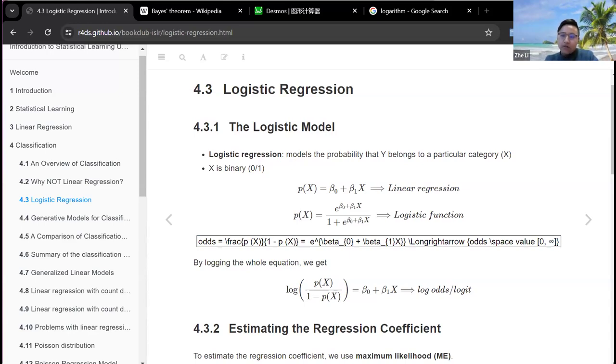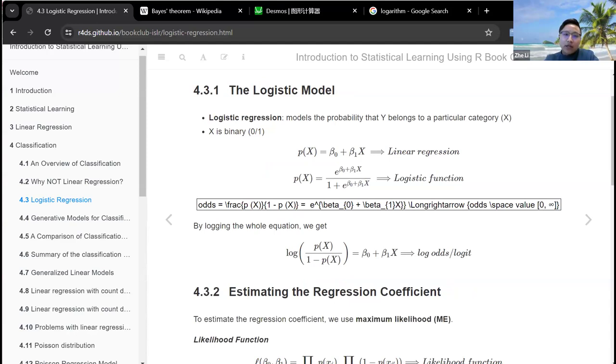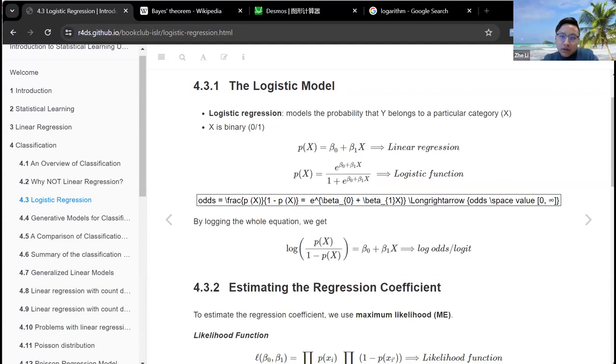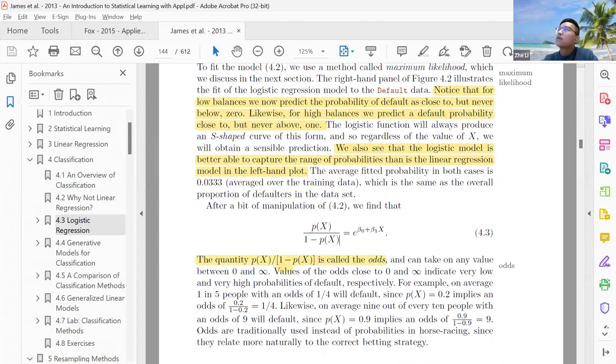the odds function. Can you see my other screen? Currently I'm changing my screen to the PDF. Can you see that? No, I'm only seeing the web browser. Okay. I'm sorry for that. There's a new share. Okay, I got it. Yes, can you guys see it right now?